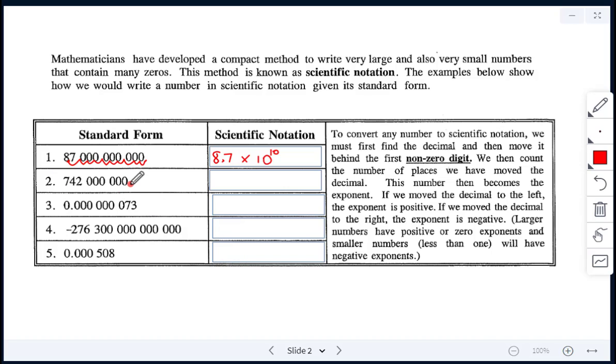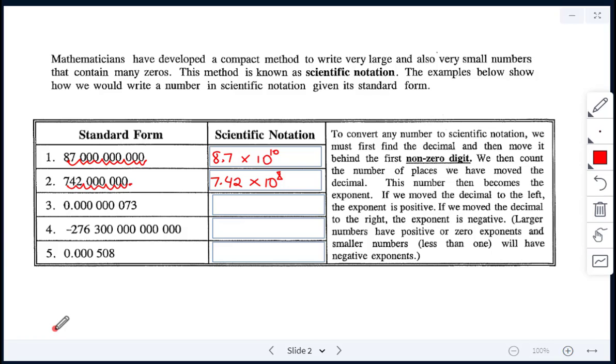Let's work on the next one. This is also a whole number, a large number. Our decimal place is here. We're going to move the decimal place to make 7.42, so we want the decimal place right there. Now we count our decimal places: 1, 2, 3, 4, 5, 6, 7, 8. We've moved 8 decimal places, so our number is 7.42 times 10 to the power of 8. Again, we moved our decimal place to the left, therefore our exponent is positive.